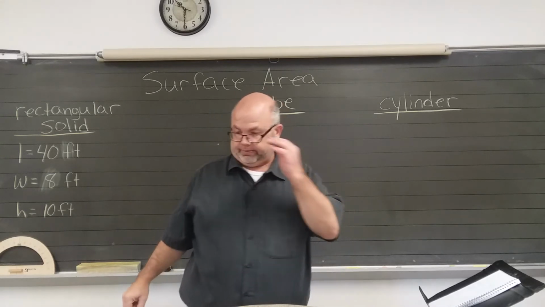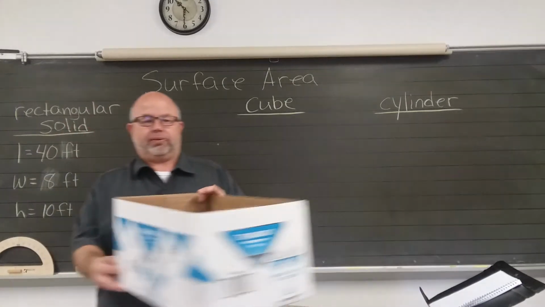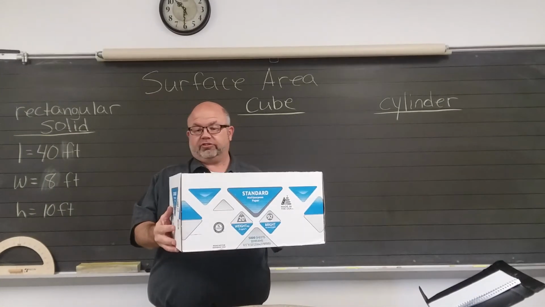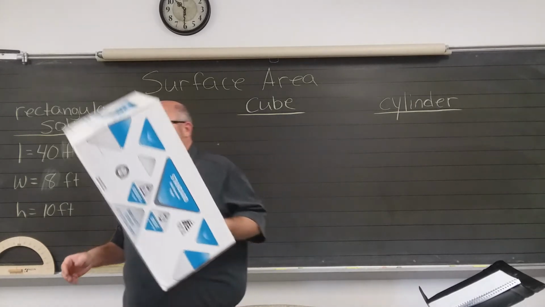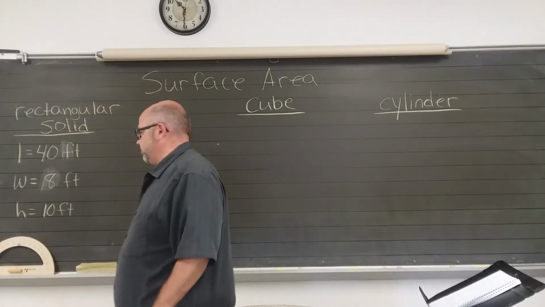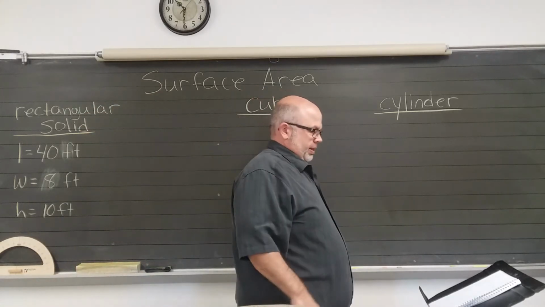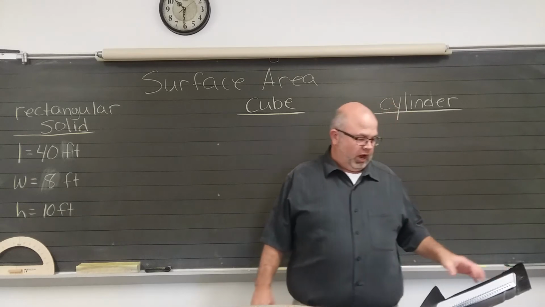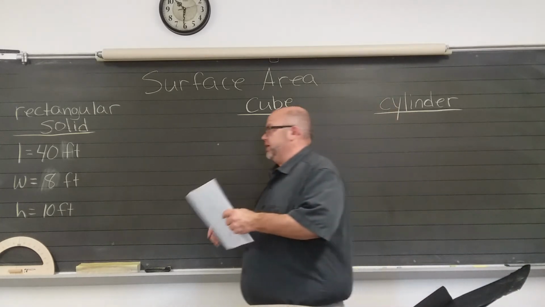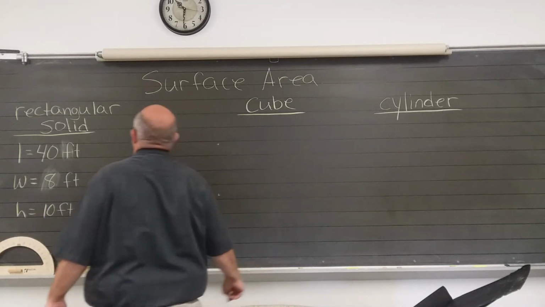Now the first one is a rectangular solid, and that would be something like this, but much larger. So a big rectangular box that is 40 feet long by 8 feet wide and 10 feet high. What is the surface area? Now we need to know the formula, right? So let's write the formula.